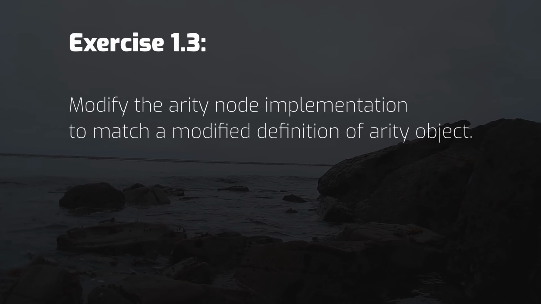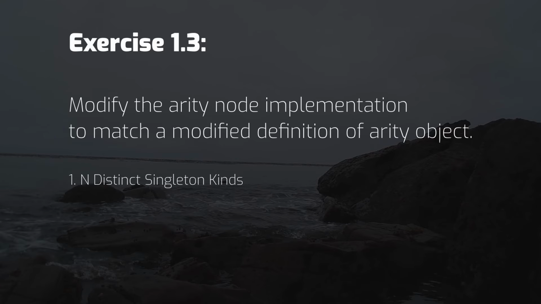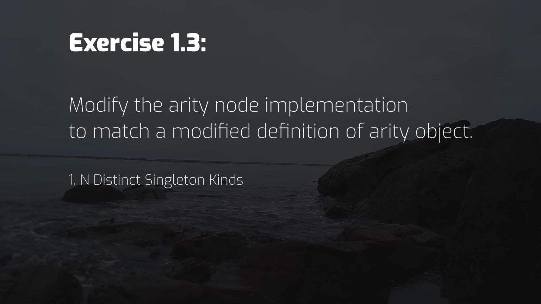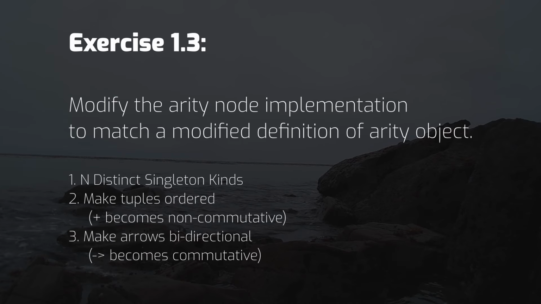Here are a few suggestions of ways you could tweak the definition to generate this exercise. One idea is you could replace the single point-like arity called the singleton with a fixed finite set of distinct point-like arities. A second idea is you could redefine tuple-like arities so that order matters within the tuples. This would correspond to making the paste operator non-commutative but still associative. Or third, you could redefine the arrow-like arities so that arrows are bidirectional. In other words, you'd make the arrow operator commutative but still non-associative. Take any of those that you like and see what you come up with.